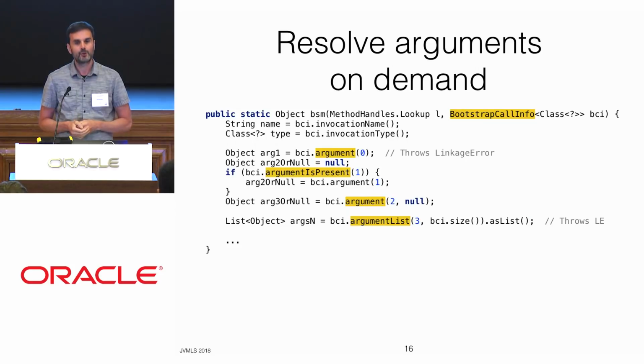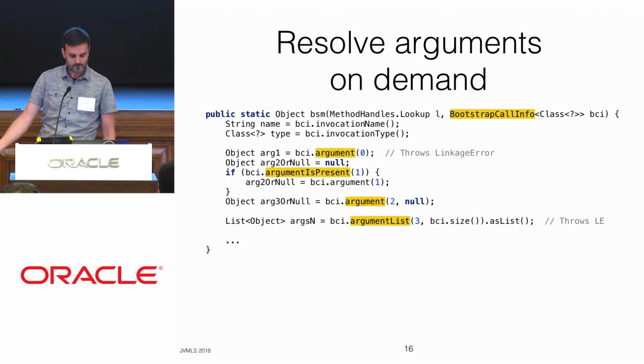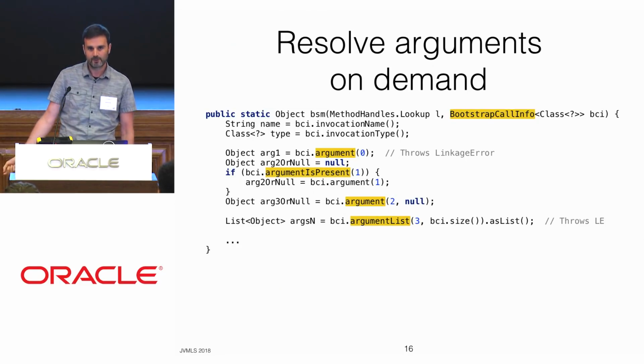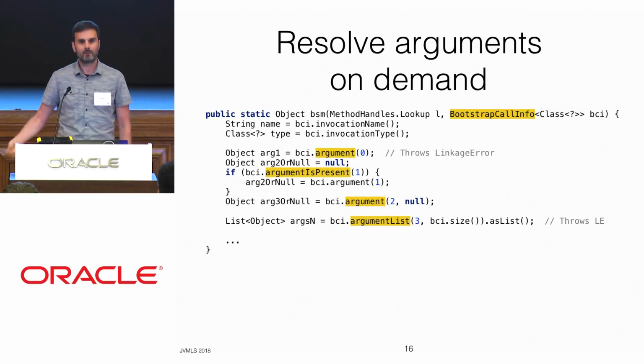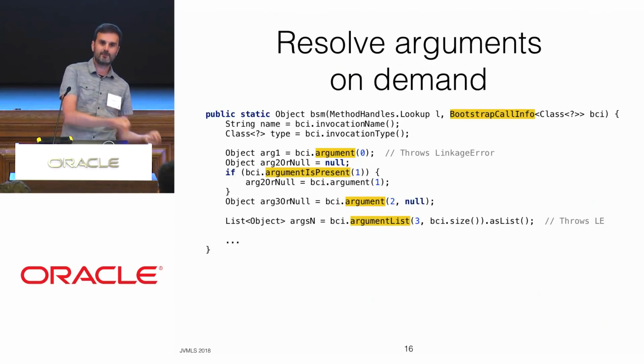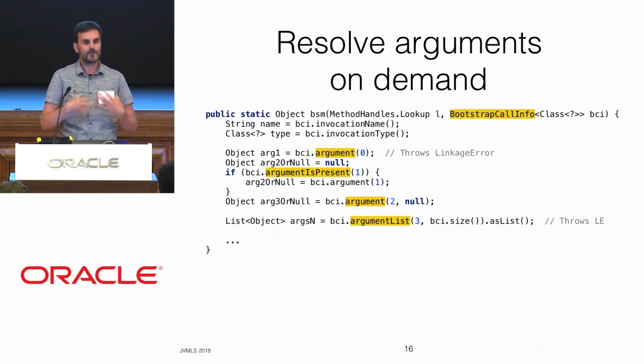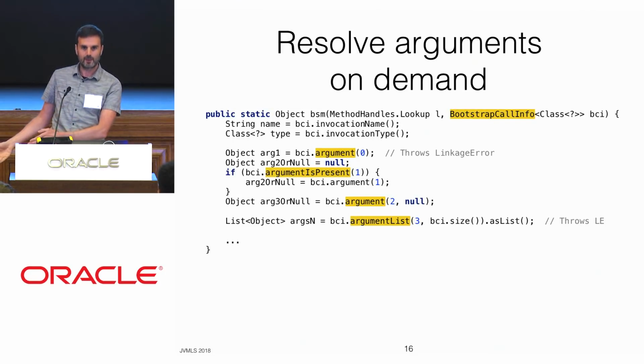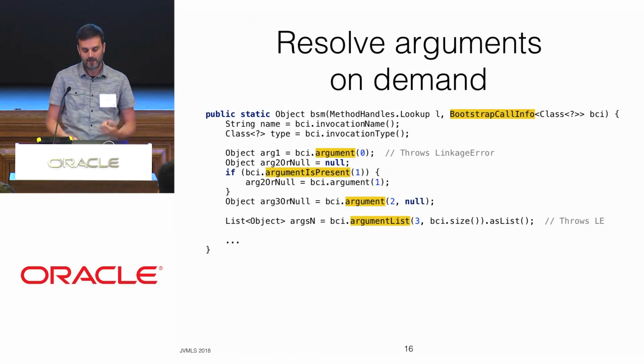We can get the invocation name and the type out from that, and we can get our first argument from there, which might result in a resolution error. Or we could ask if an argument has been resolved already, and if it is, we can get it without an error. Or we could actually get the argument, and if it hasn't been resolved, give me a default value instead, and so forth and so on. Or, for example, give me a subset of resolved arguments, and so forth. So there's a lot of control over this, and you can imagine it's easier to control the errors that are produced from this bootstrap method based on resolution of these arguments.